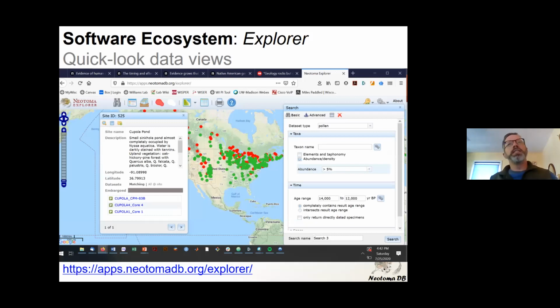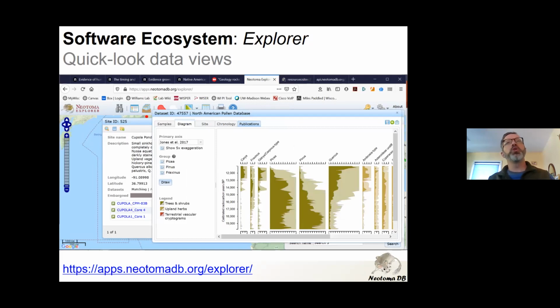So Explorer is designed for quick look visualizations. It's great for teaching purposes. I use it all the time for just looking up sites, like, oh, such and such a site by such and such a person, what does it have? So here's a quick lookup for Cupola Pond in Missouri. I did a search for all pollen records that had data between 14,000 and 12,000 years ago. And here's what I pulled, and took a look at Cupola in Missouri. Once you've picked a site, you can build a quick diagram of all the taxa on the site and their relative abundances. So it's a classic quick look pollen diagram or stratigraphic diagram.